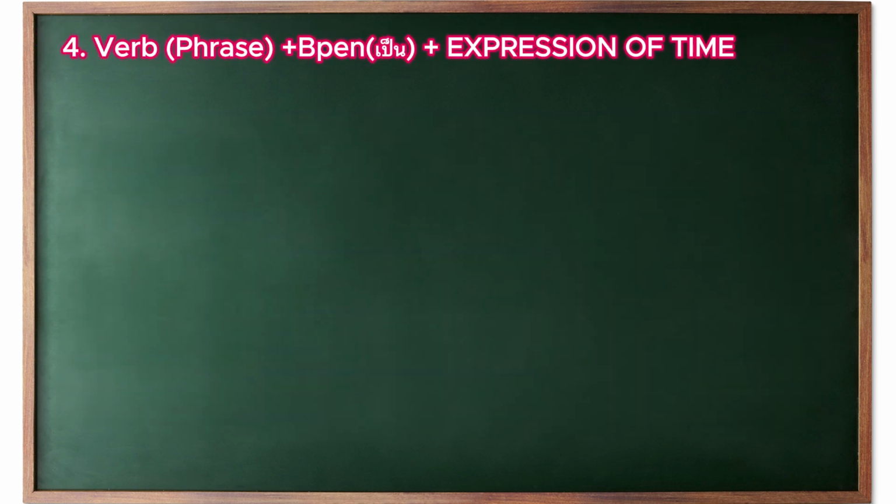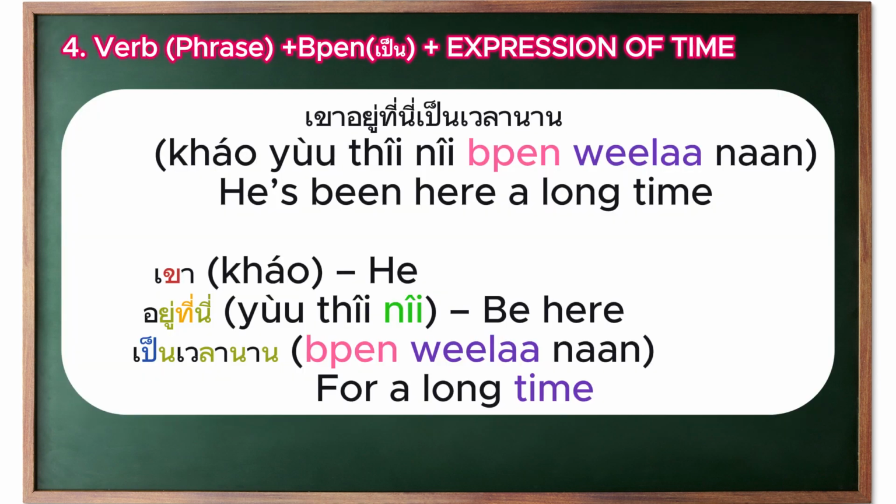Been is also used to express the duration of time. Let's see some examples. เขาอยู่ที่นี่เป็นเวลานาน, He's been here a long time. อยู่ที่นี่, be here. This indicates the location where the subject has been. เป็นเวลานาน, for a long time. Here, been is used to indicate the duration of time that the subject has been at the location.